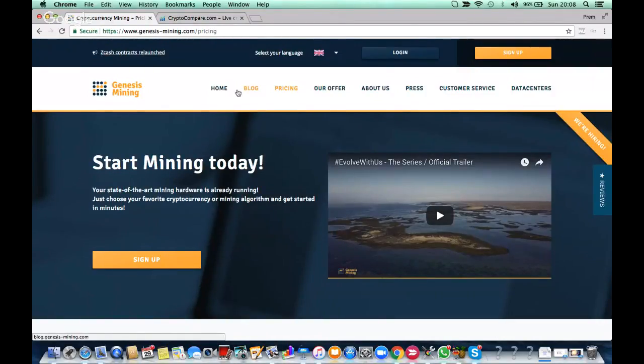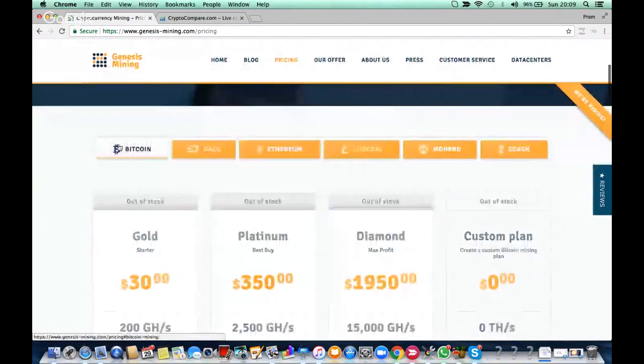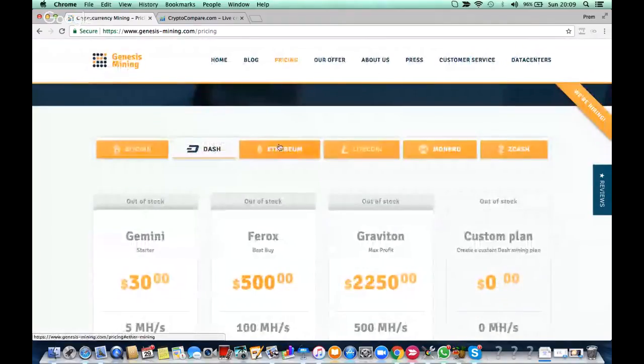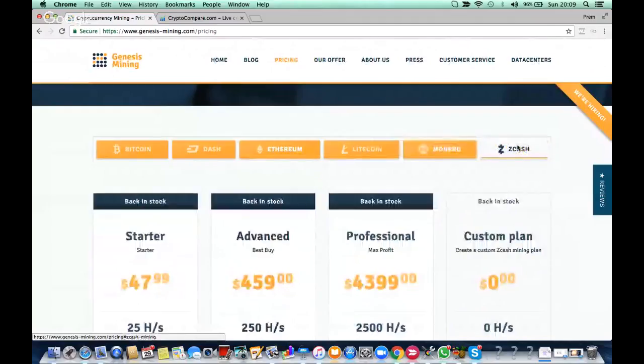So let's do that. Now, here is Genesis Mining. They are the supplier we use for all our contracts in Swiss Gold Global. And so I'm going to go straight to Genesis Mining's website. This is the exact same price at which you get your mining packages. The tab here, pricing, will take you to this particular window. And when you scroll down, you will have choices of Bitcoin, Dashcoin, Ethereum, Litecoin, Monero, and Zcash.